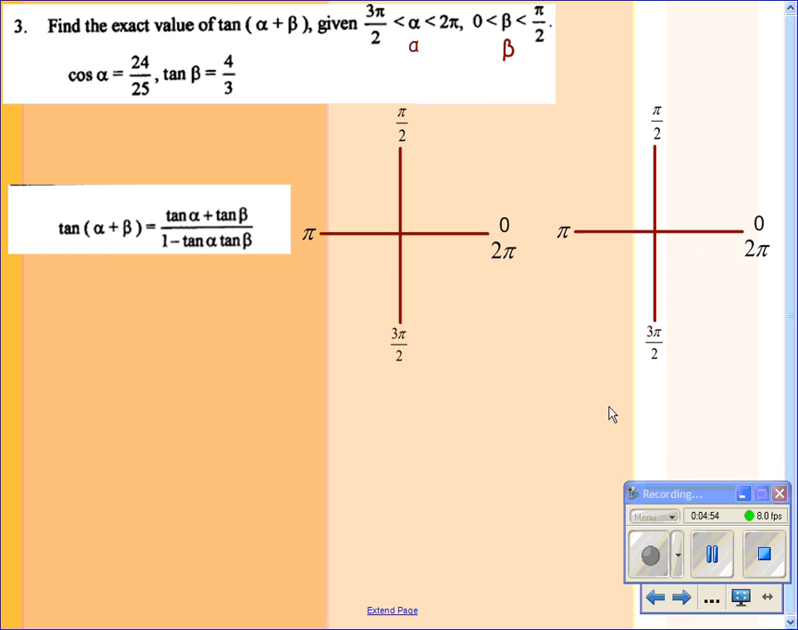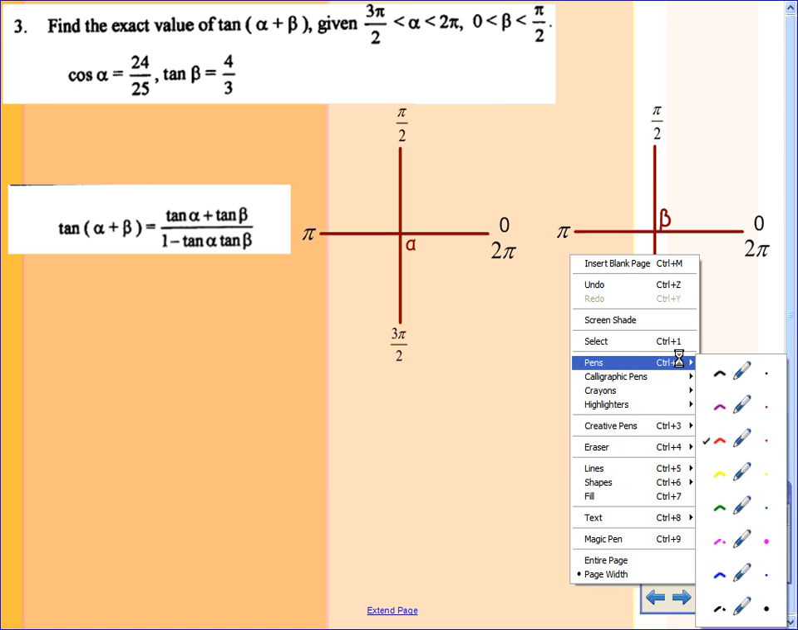Now, moving on to example 3. It says find the exact value of tangent alpha plus beta. And we're given that alpha is between 3 pi over 2 and 2 pi. So we want to drag alpha into the fourth quadrant, and we know that beta is between 0 and pi over 2, so we're dragging beta into the first quadrant.